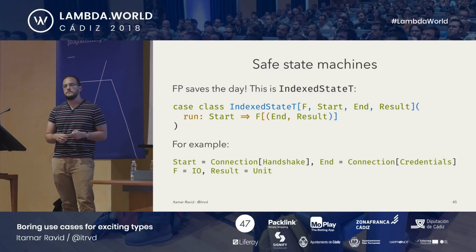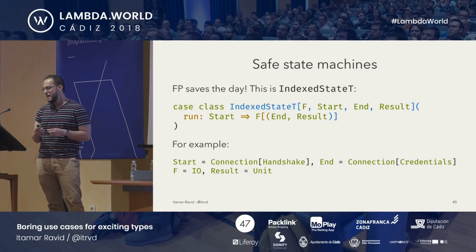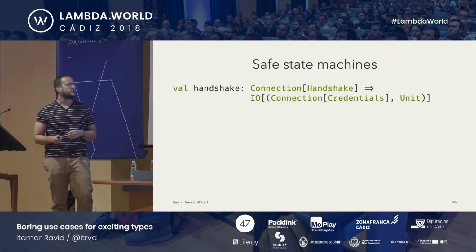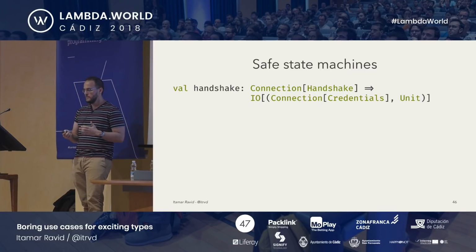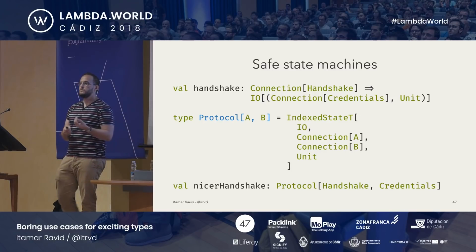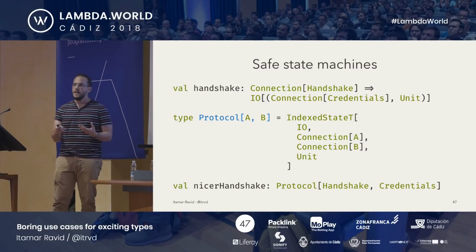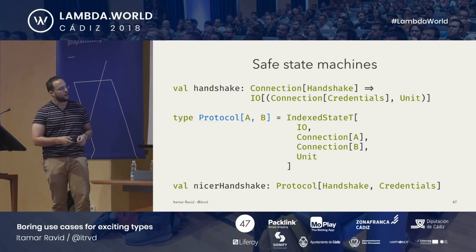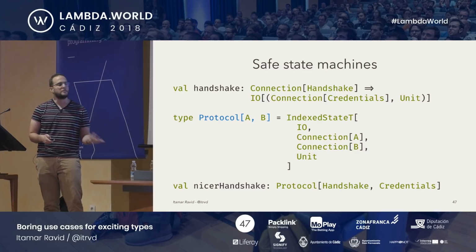Now, if we set, for example, start to be connection of handshake, end to be connection of credential, F to be IO, and result to be unit, then we get back something that is very much the same as our handshake function. OK, that's nice. And we can even name these sort of protocol transitions with a type alias, Protocol[A, B], which means a protocol transition from connection state of A to connection state of B. And our nicer handshake function now looks kind of like this. This is much more elegant. And we're saying this function is a protocol transition from handshake to credentials.